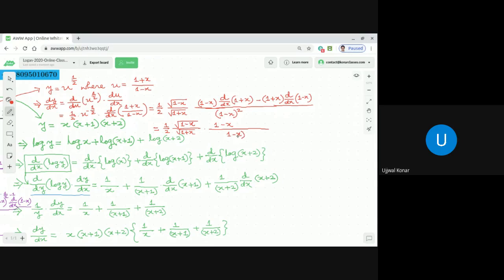And what is d by dx of 1 minus x? Minus 1. So minus 1 and minus 1 gives plus 1, so plus 1 plus x. So what we get here? In the numerator we get 2 into square root of 1 minus x, divided by the denominator, 2 into square root of 1 plus x. Correct, no? Just one second. Simple algebraic simplification. Take time, slowly. No hurry.